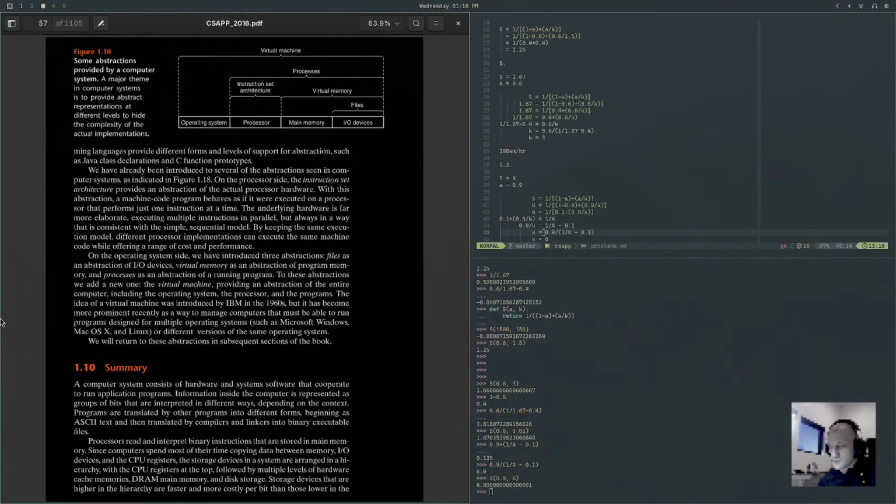A major theme in computer systems is to provide abstract representations at different levels to hide the complexity of the actual implementation. So at the bottom level, you have things like I/O devices, main memory, the processor, the operating system, and then you've got this little diagram here, which we've seen before. Okay, there's units of abstraction.